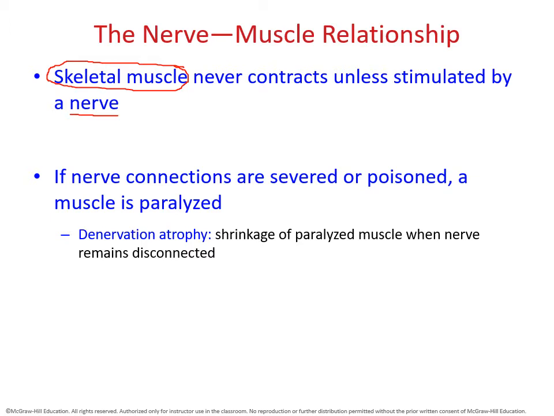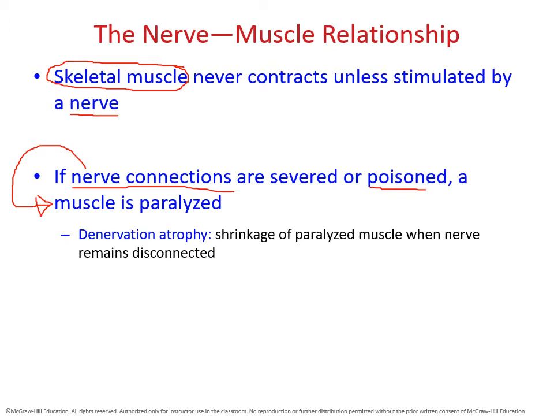And we see this importance of the relationship, especially if something happens that can sever communication between these two entities. So for instance, if a nerve connection is severed or even poisoned, we see that the muscle that it controls remains paralyzed, meaning that it cannot be contracted. And without using a muscle properly, we see that the muscle will start to atrophy, meaning that it will start shrinking, the size will start diminishing.